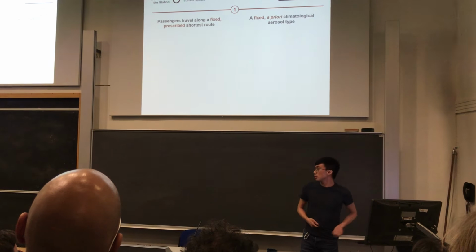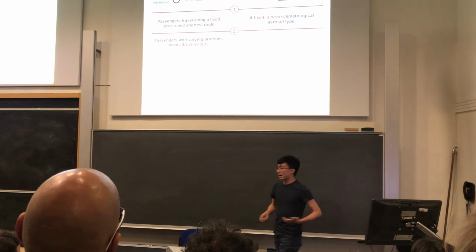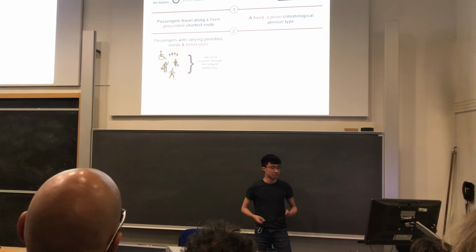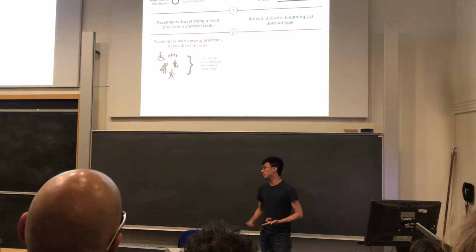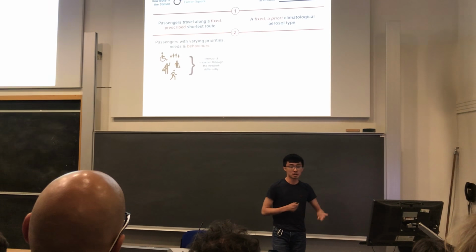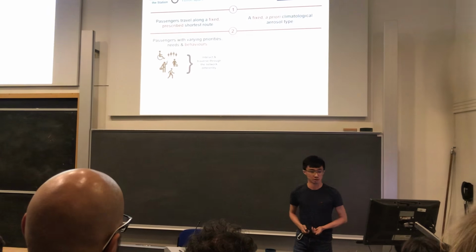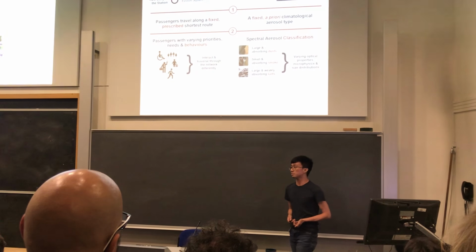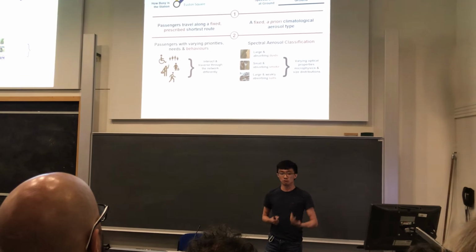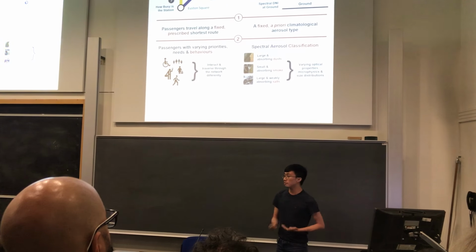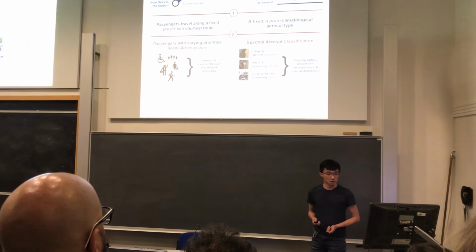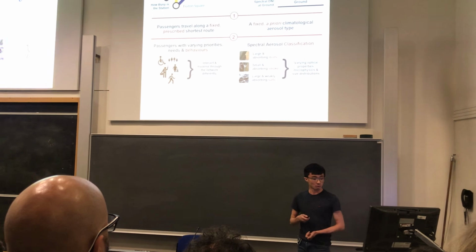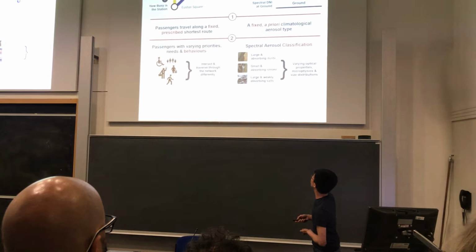And we say, actually we can do better than this, right? Because different passengers have different priorities, for example people in wheelchairs, commuters, whatnot. They all interact and traverse through the system differently. And this is like different types of aerosol, which have varying optical properties, microphysics, and size distributions. For example, large, small, weakly absorbing, strongly absorbing aerosols.